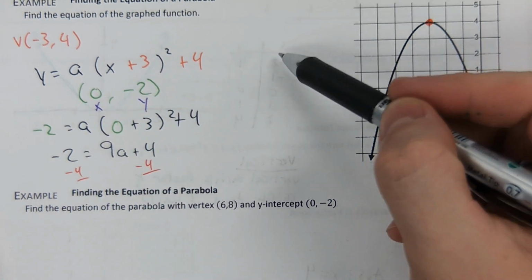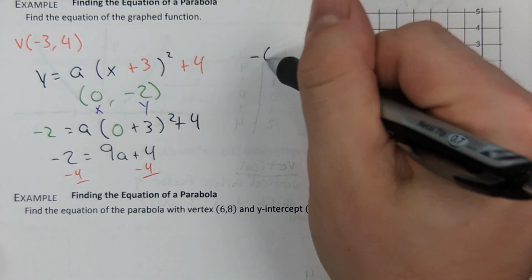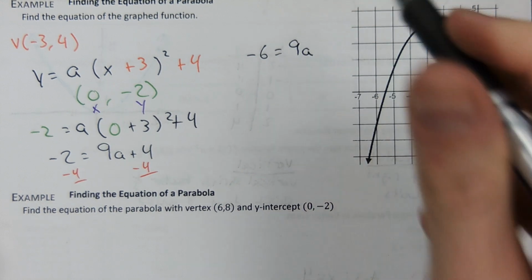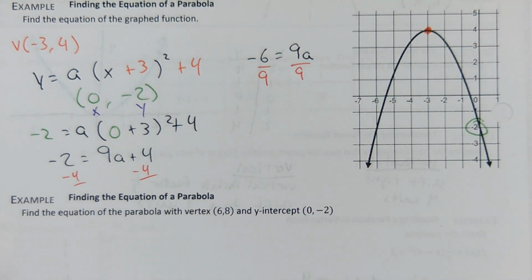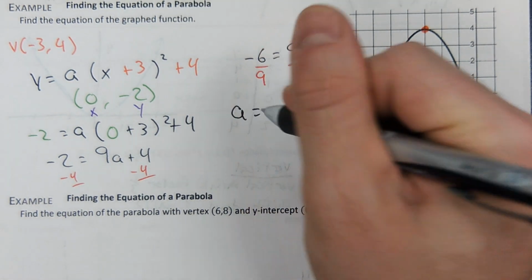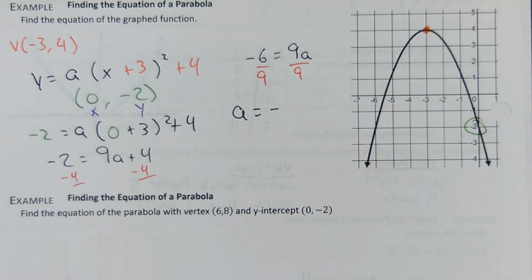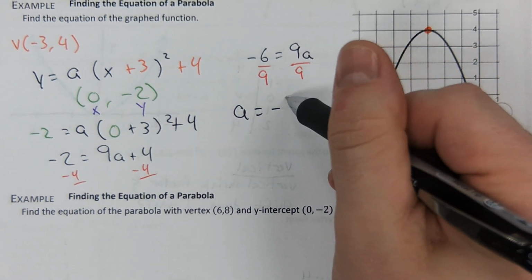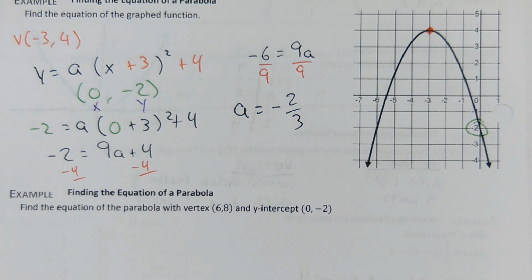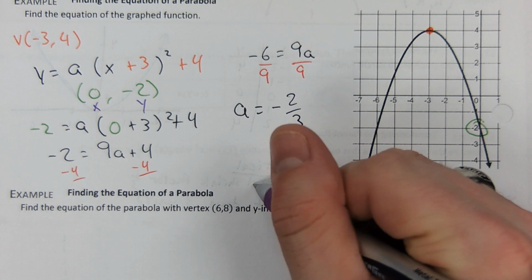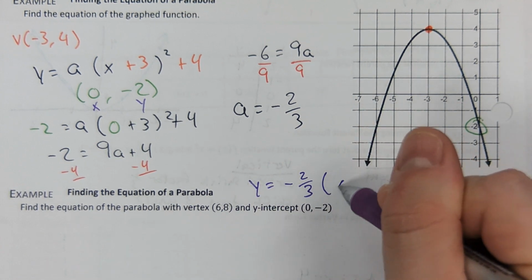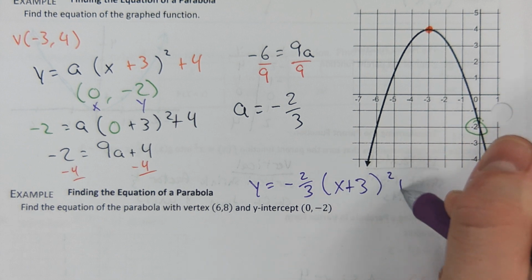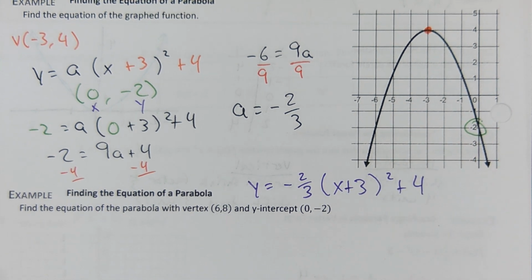I'm out of vertical space, so I'm going to scoot up here. -6 is 9a, and divide both sides by 9. You're going to need to reduce your fraction. So a is, look, it's negative, just like we said it would be. And 6/9 reduces to 2/3. The equation of our parabola in vertex form is y, or f of x, equals -2/3 on the front, x plus 3 quantity squared plus 4. There it is.